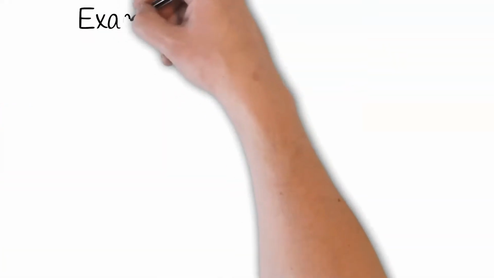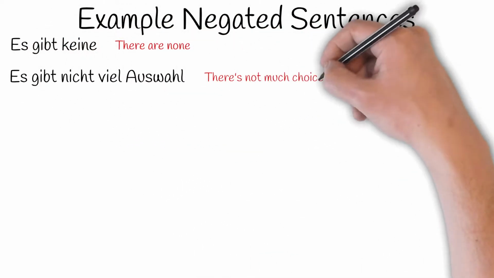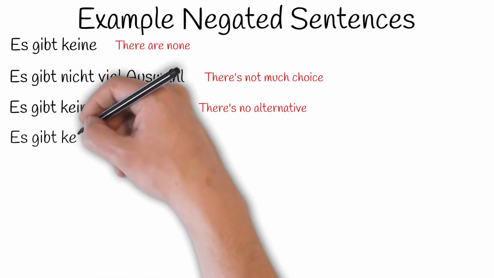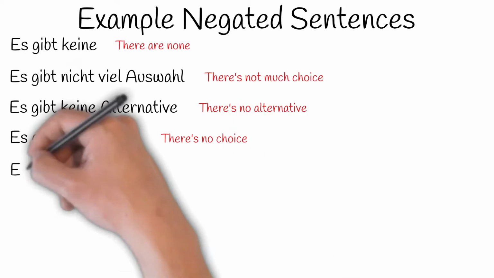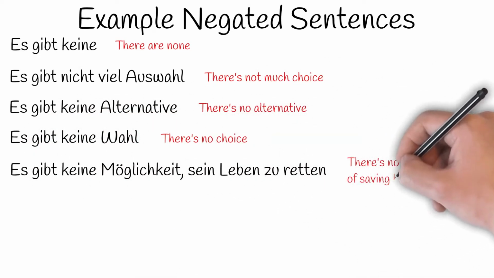Now let's look at some example negated sentences. So sentences which are combined with not in some form. Es gibt keine. There are none. Es gibt nicht viel Auswahl. There's not much choice. Es gibt keine Alternative. There's no alternative. Es gibt keine Wahl. There's no choice. Es gibt keine Möglichkeit, sein Leben zu retten. There's no possibility of saving his life.